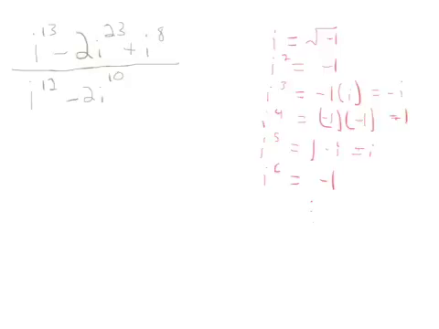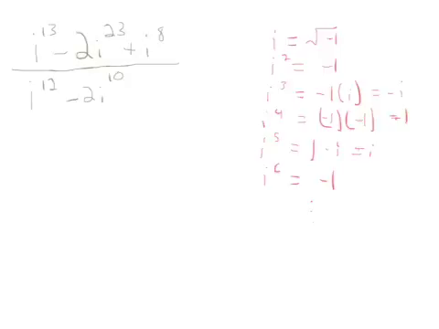And then i to the fifth will be the same thing as i to the fourth times i. Well, i to the fourth is equal to 1, so 1 times i is going to equal i. So at i to the fifth, that's where it starts repeating. And then i to the sixth would be the same thing as i squared. i to the seventh would be the same thing as i to the third. i to the eighth would be the same thing as i to the fourth, etc.